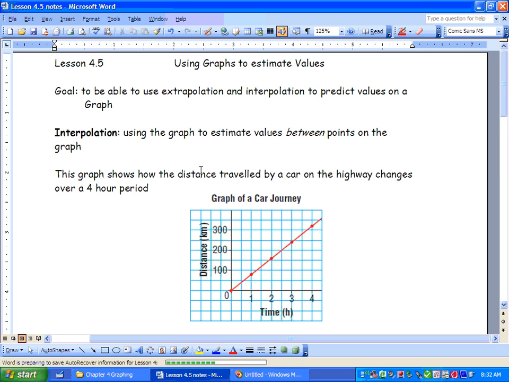All right, so what we're going to do is we've been doing a lot of graphing, we've been finding equations, and now we're going to look inside of graphs, and we're also going to look outside of graphs to determine things like how long it would take us to go a certain distance or how far we can go in a certain amount of time. All right, and we're going to be looking at two terms today. We're going to be looking at extrapolation and interpolation.